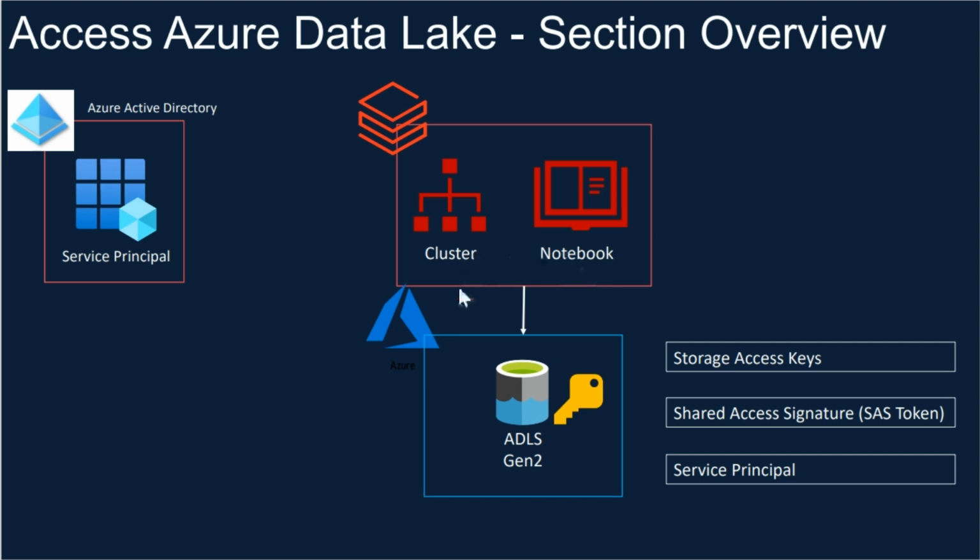Each Azure storage account comes with an access key, and we can use that to access the storage account. Also we can generate a special kind of key called a shared access signature, otherwise referred to as a SAS token, and we can use this SAS token to access the storage account. SAS tokens let us manage access at a more granular level than the access key.